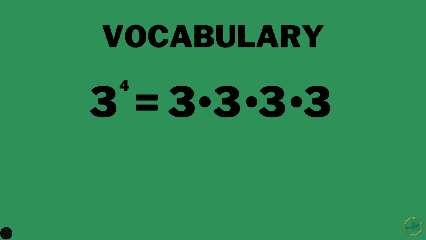3 to the power of 4 looks like this. Remember, 3 is the factor that we will be repeating, and 4, or the exponent, is the number of times we will repeat the factor. So 3 to the fourth power means 3 times 3 times 3 times 3. You can see that the base 3 is repeated 4 times.